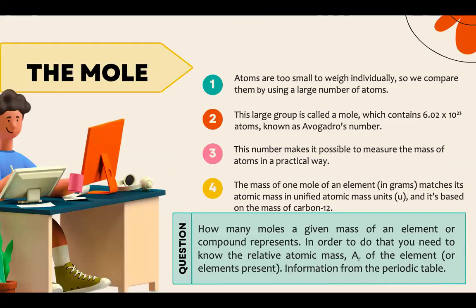The mole. Atoms are too small to weigh individually, so we compare them by using a large number of atoms. This large group is called a mole, which contains 6.02 × 10^23 atoms, known as the Avogadro number. This number makes it possible to measure the mass of atoms in a practical way. The mass of 1 mole of an element in grams matches its atomic mass in unified atomic mass units, and it is based on the mass of carbon-12.